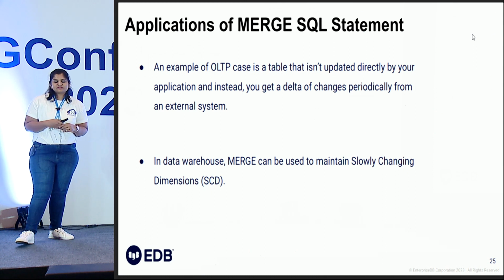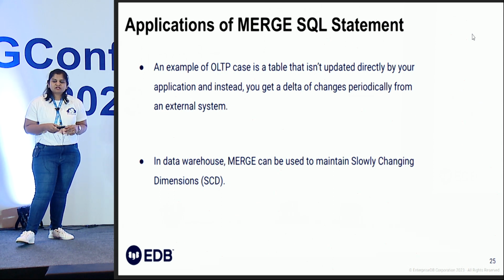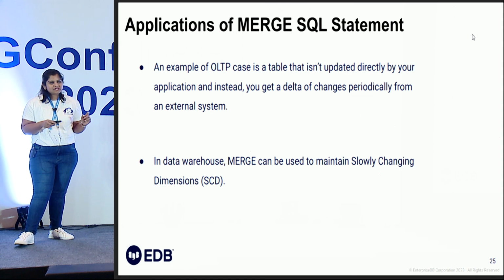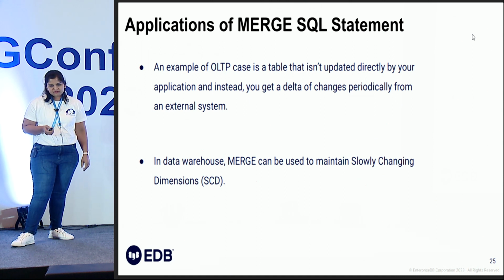The second case is that merge can be helpful to maintain slowly changing dimensions. For such dimension tables, if there are any records that are no more in the source table, then you delete them in the SCDs. If there are any new records in the source table, you can insert them into the SCDs, and if there are any updates, bring those updates to the SCD tables.